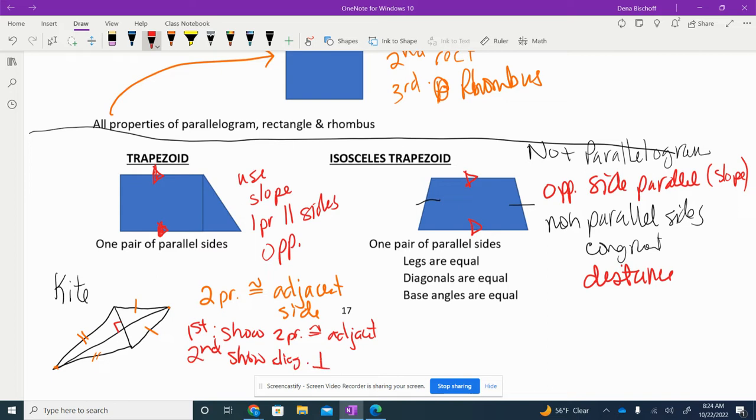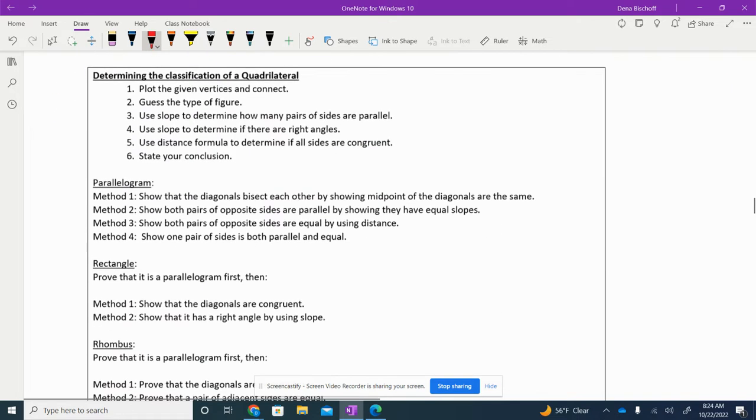Okay, all right. So let's just get into some notes. Determining the classification of quadrilaterals: we plot the given vertices, because this is actually called a coordinate proof. We guess the type of figure, and if we plot the coordinates and it looks like a square, we have to go ahead and prove that, right? So we're going to use slope to determine how many pairs of parallel sides. Remember that if the sides are parallel, their slopes are the same. The slope of one side is going to equal the slope of the next side.